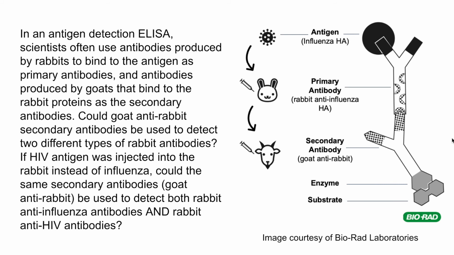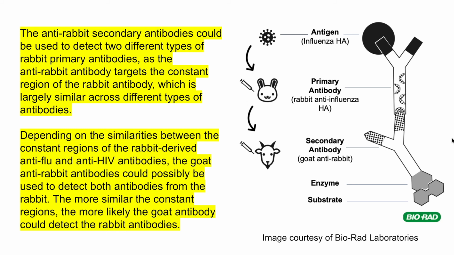This image is brought to you courtesy of Bio-Rad Laboratories once again. Thank you, Bio-Rad. So the anti-rabbit secondary antibodies could be used to detect 2 different types of rabbit primary antibodies, as the anti-rabbit antibody targets a constant region of the rabbit antibody, which is largely similar across different types of antibodies. Depending on the similarities between the constant regions of the rabbit-derived anti-flu and anti-HIV antibodies, the goat anti-rabbit antibodies could possibly be used to detect both antibodies from the rabbit. The more similar the constant regions, the more likely the goat antibody could detect the rabbit antibodies.